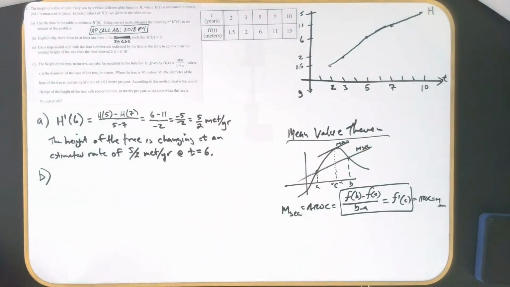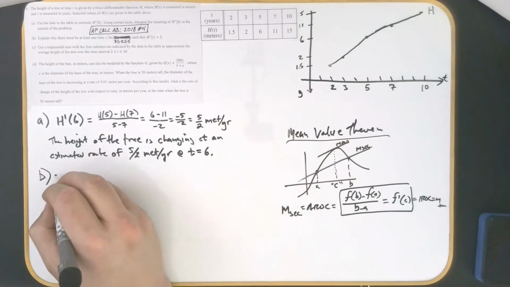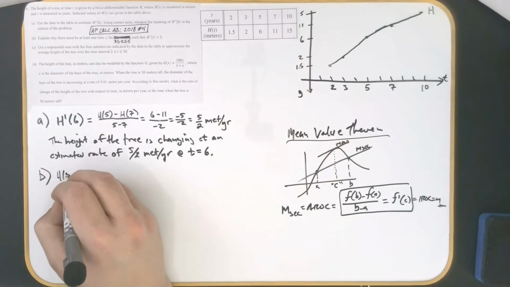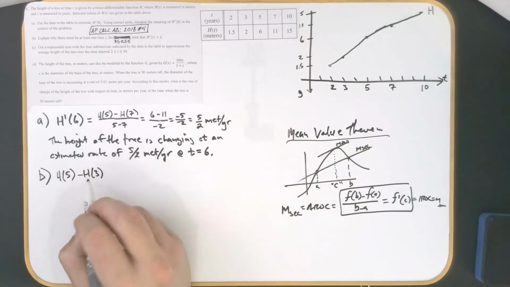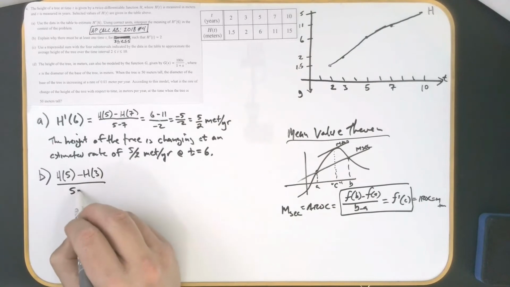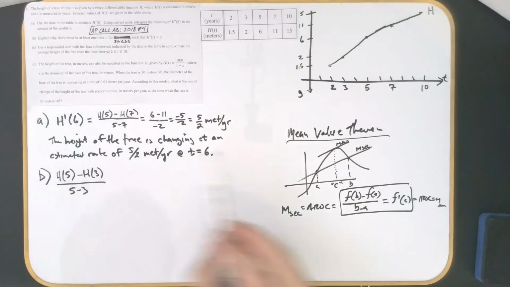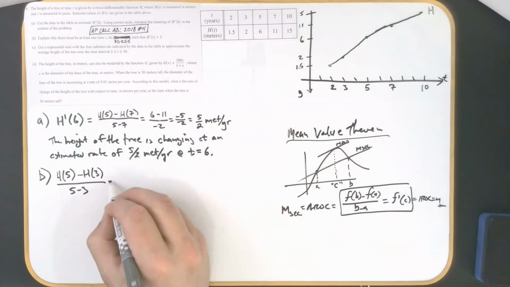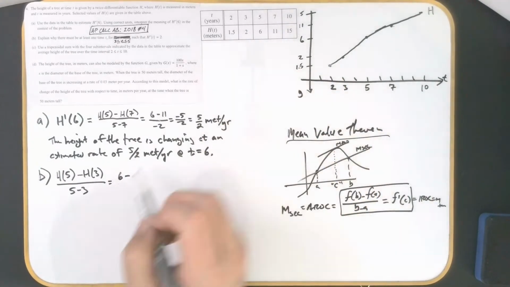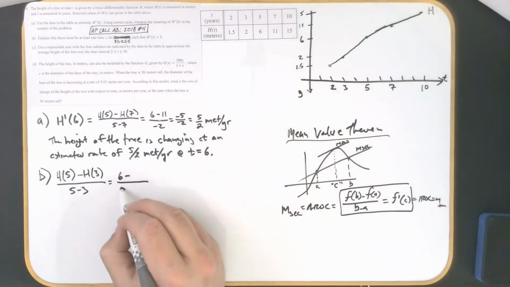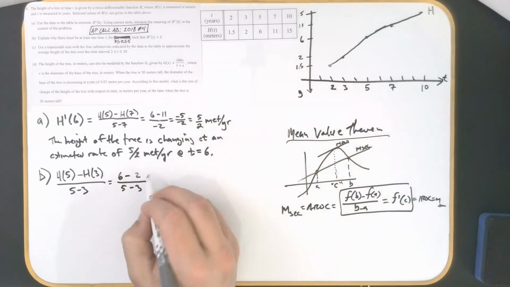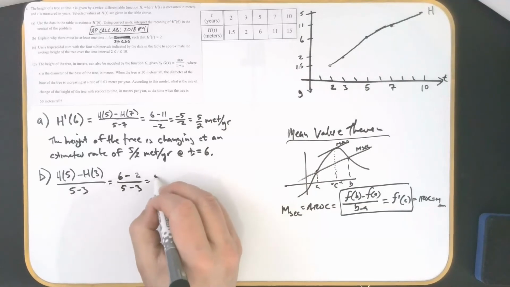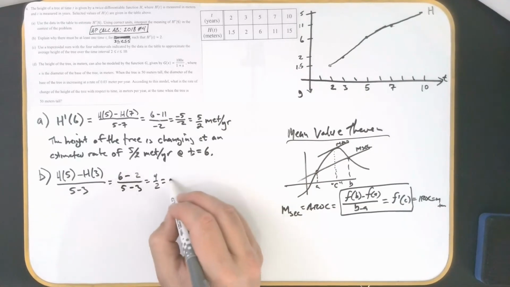So let's go ahead again and see if we can figure out what our average rate of change is over this interval. So it looks like we're going to do h of 5 minus h of 3 all over 5 minus 3. Well, h of 5, according to the table, is 6. And h of 3, according to the table, is going to be 2. So it looks like we get 4 over 2, which is equal to 2.